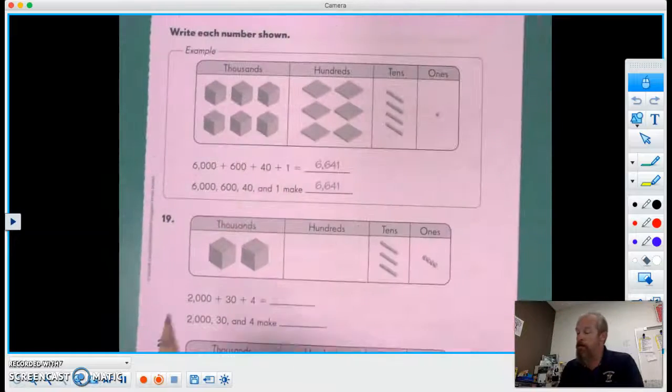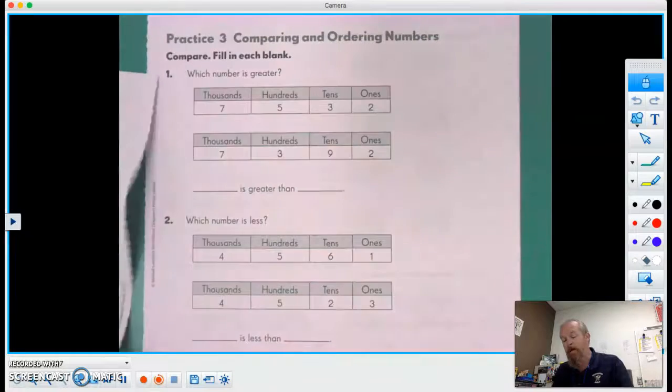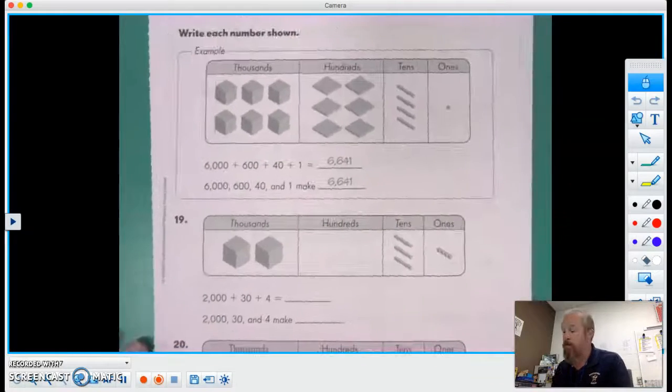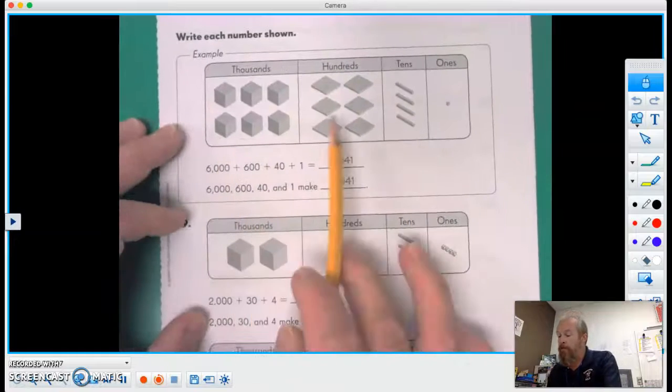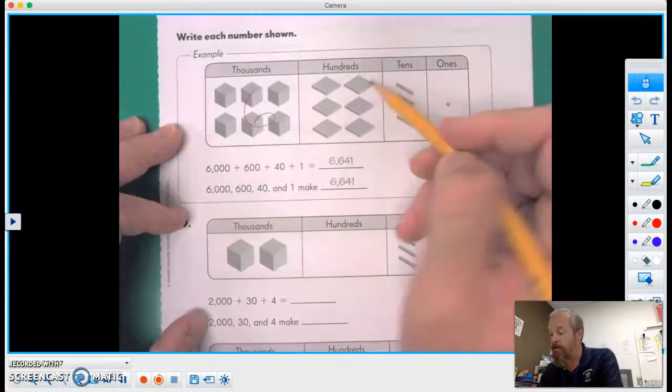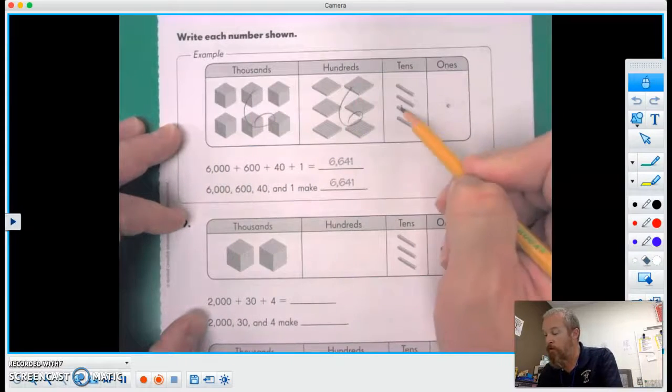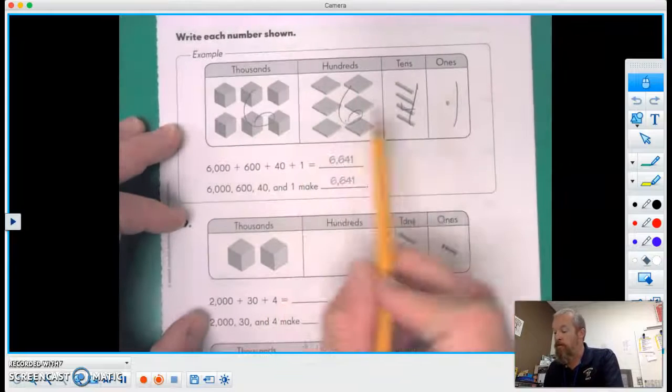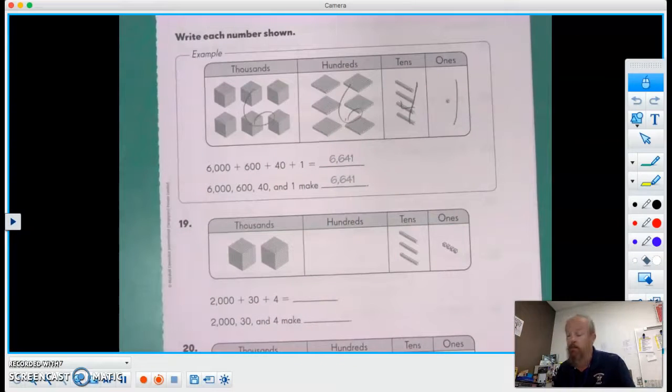All right, here we are. Again, another great example. We're going to stop here, just so you know. But here's another great example. We can see everything that's here. There's a 6, 6, 4, 1, 6,641.